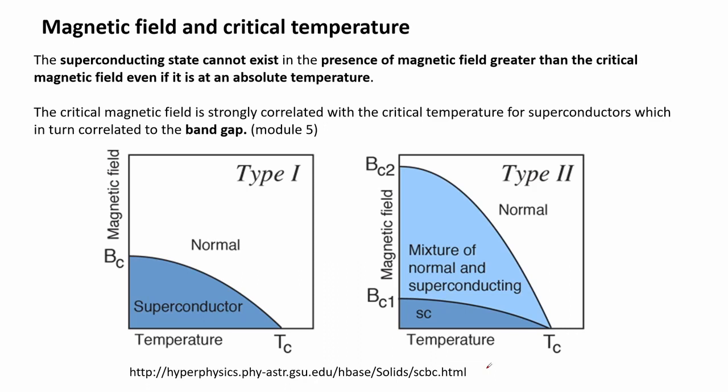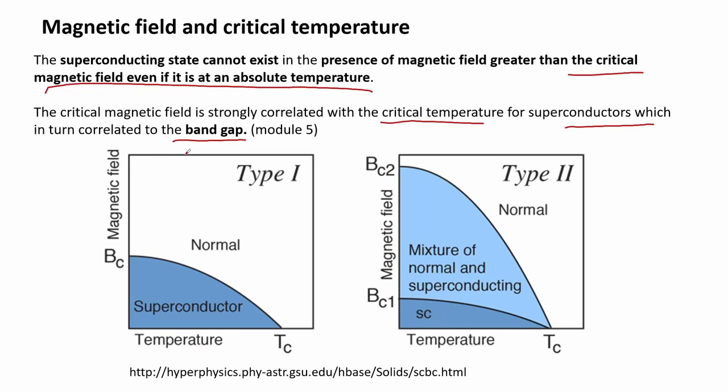The superconducting state cannot exist in the presence of a magnetic field greater than the critical magnetic field, even if it is at absolute zero temperature. The critical magnetic field is strongly correlated with the critical temperature for superconductors, which in turn is correlated to the band gap. Recall that the band gap is the boundary between the valence and conduction band in the atomic model in Module 5. The figure shows two types of superconductors.